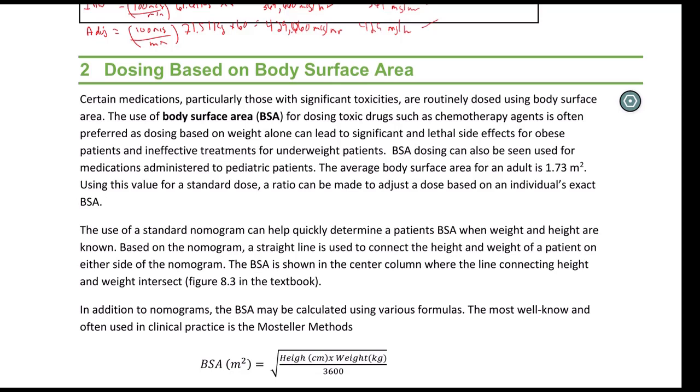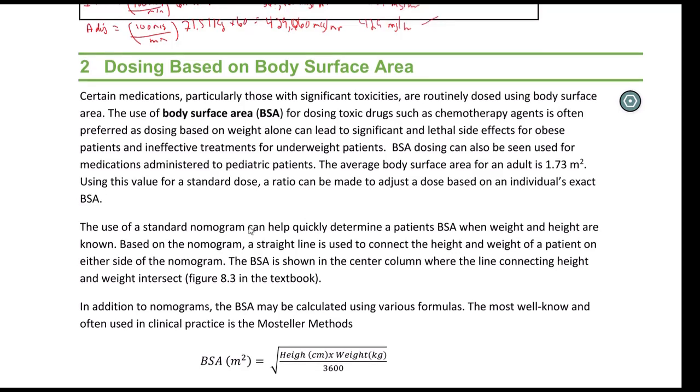And so dosing that's based on body surface area is another form that you can do. There are certain medications, and a lot of times in clinical practice, you're going to see that these are usually for drugs that are very significant in terms of toxicity. A lot of times the chemotherapy agents are used so that the dosing isn't really based on weight. So people who are obese don't get over-dosed, and people that are underweight don't get a low dose.